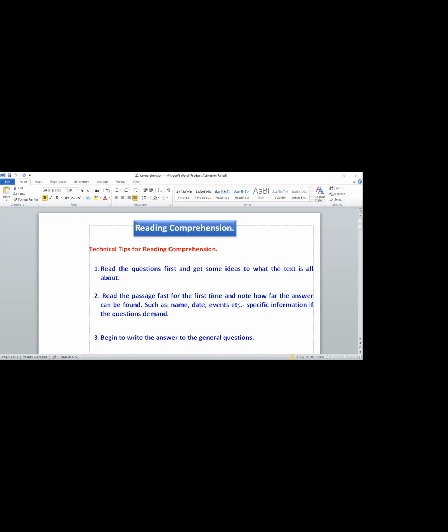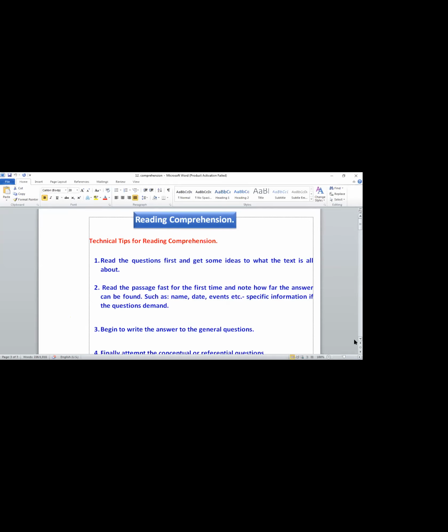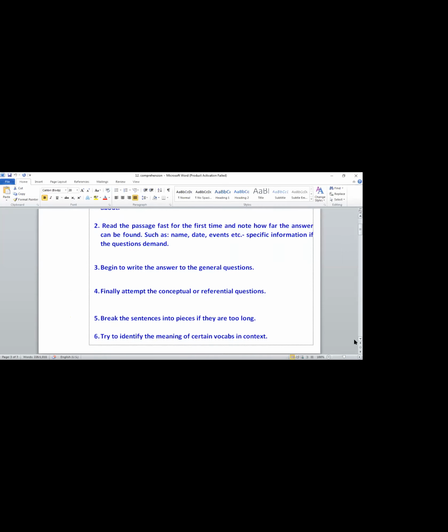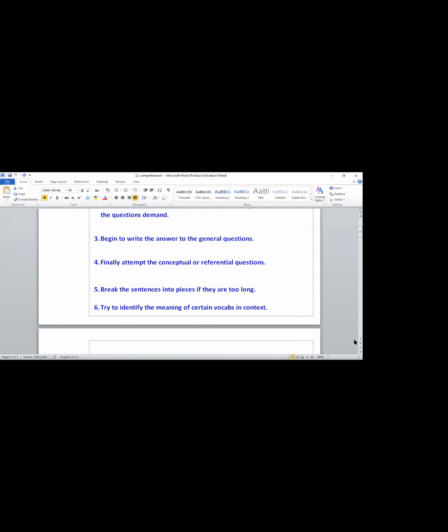Now, begin to write the answer to the general questions first, and then only the specific questions like thematic questions and all. Okay, next slide, please. Yes, Rajendra sir is sharing. Okay, fine. Number 3. Begin to write the answer to the general questions, and having done that, finally attempt the conceptual or referential questions.